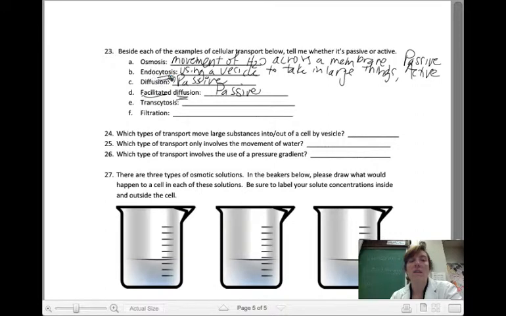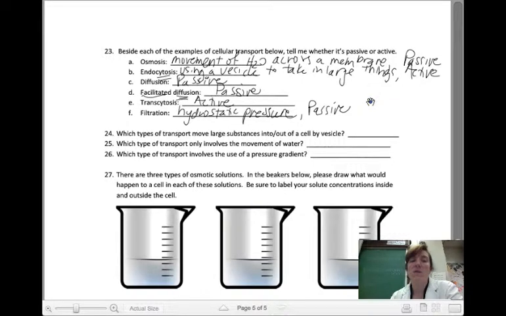Transcytosis, anything that ends in cytosis, it's going to be active. And filtration uses hydrostatic pressure, which is pressure and energy from the heart. So the cells themselves aren't using any sort of energy, so this is going to be passive.